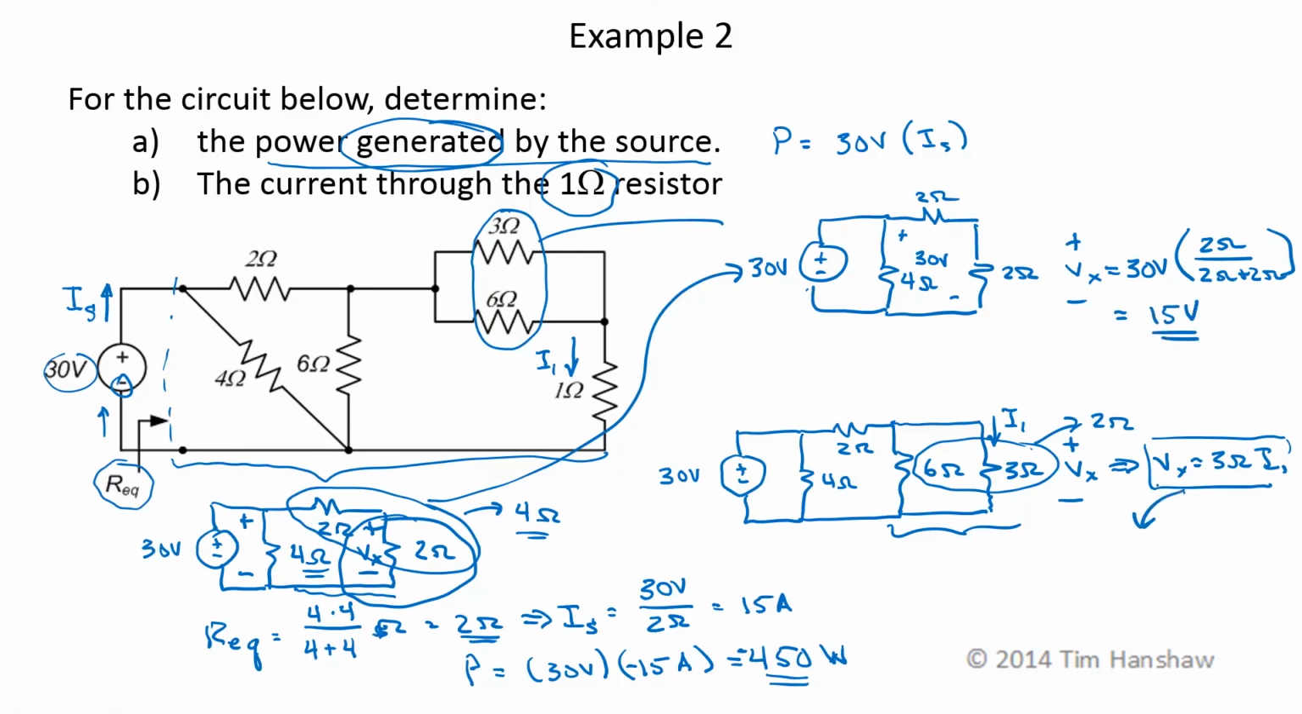Now I1 from this equation is that voltage, V sub x, over 3 ohms, so I1 is 15 over 3 amps, which is just 5 amps.